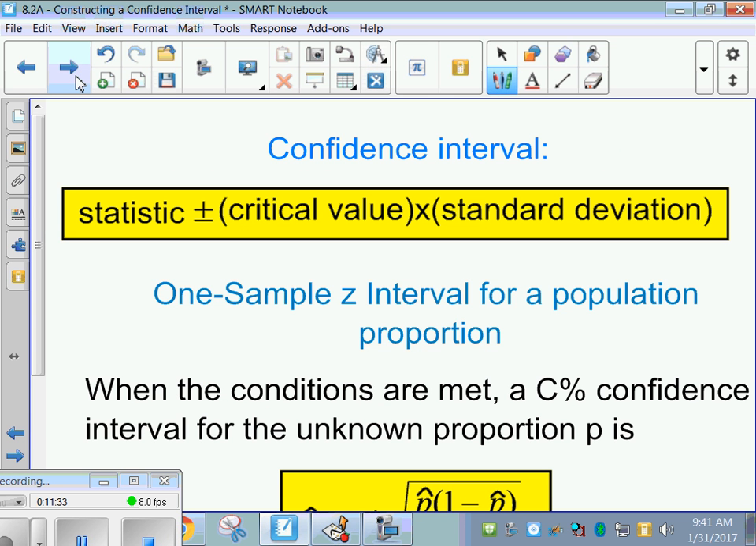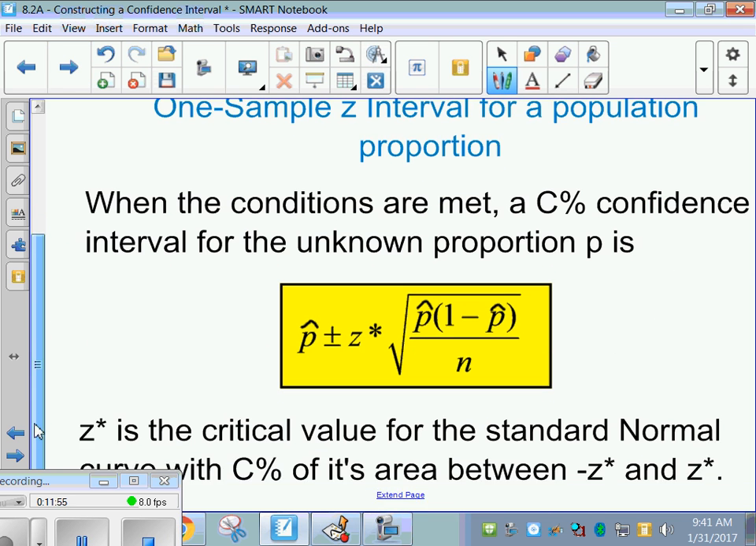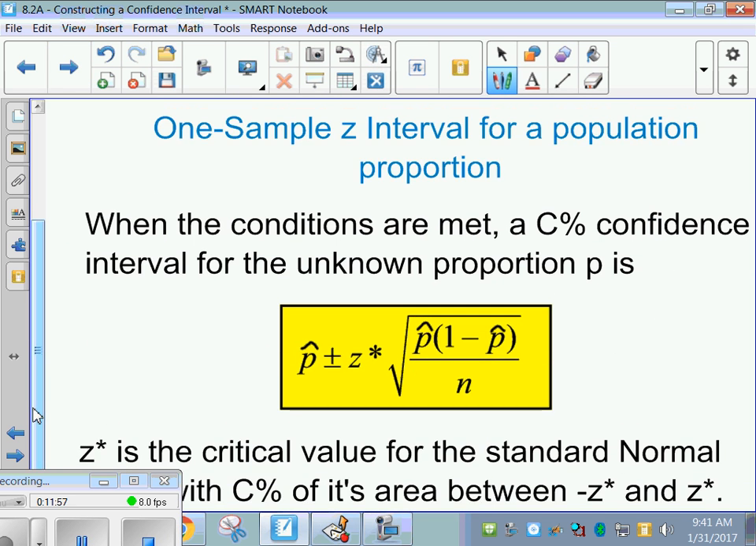Okay, so remember our general formula for a confidence interval was the statistic plus or minus the critical value times the standard deviation. So now we know how to find the statistic, that's your p hat, and we know how to find the standard deviation using standard error. And then we need to figure out what the critical value is. So this is our formula that we're going to use, which comes from that same generic formula.